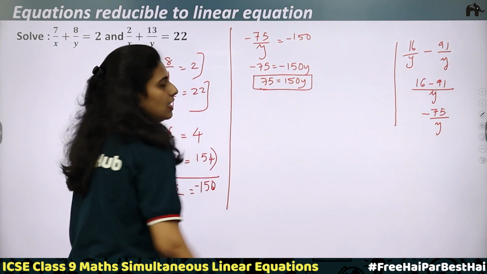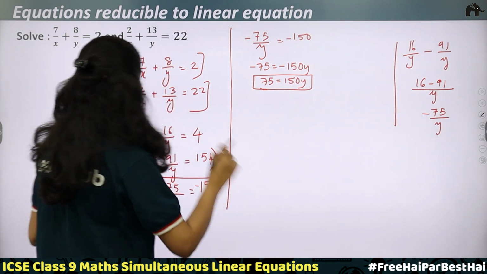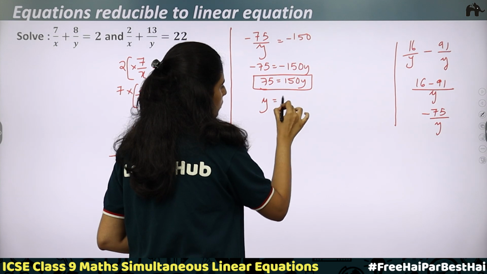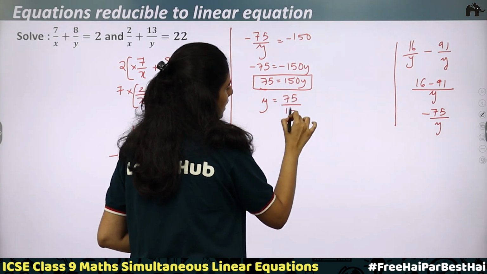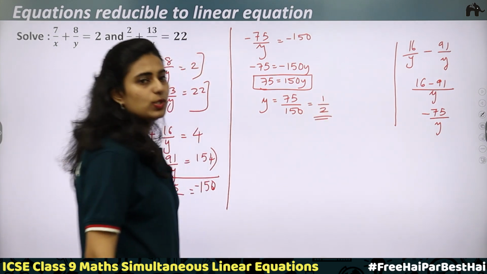So this is a linear equation in one variable. We have made the equation into a linear equation. Now we can solve for y. y will be equal to 75 divided by 150, which is equal to 1 divided by 2. The y value is 1 by 2.